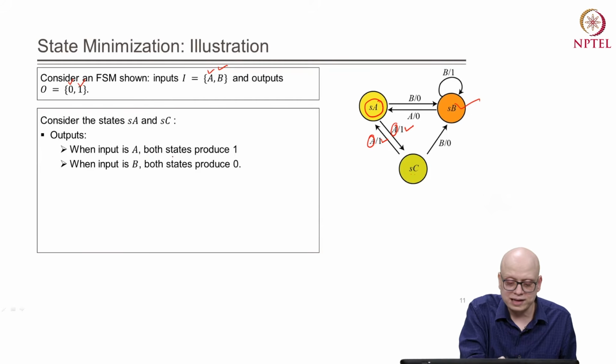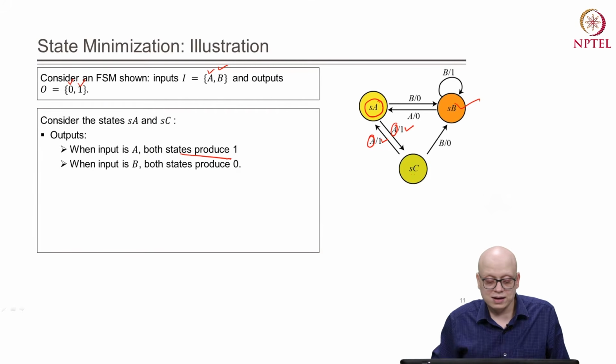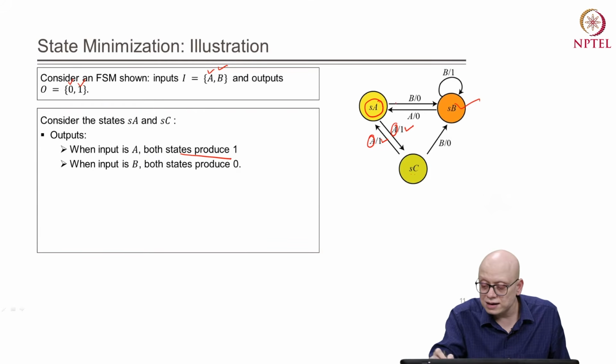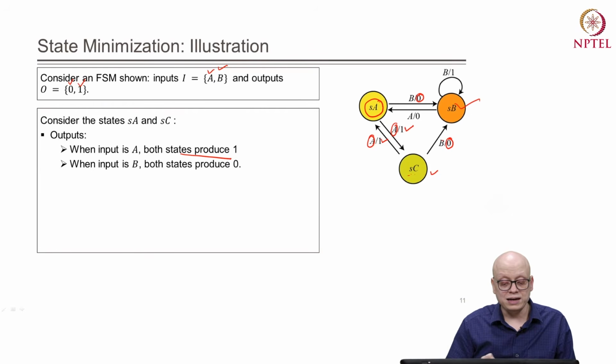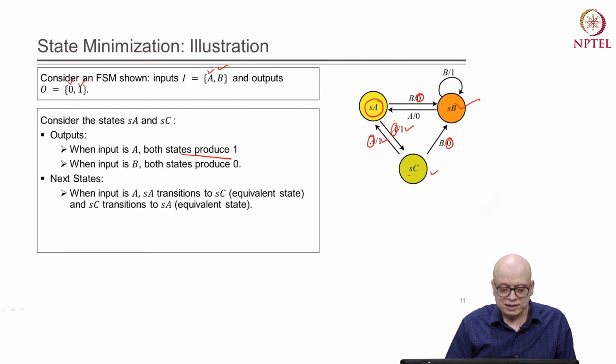So, when the input is A, both states produce 1, and when the input is B, SA produces a 0 and the state SC also produces a 0, right. So, when the input is B, both states produce 0. Let us look at the next state.